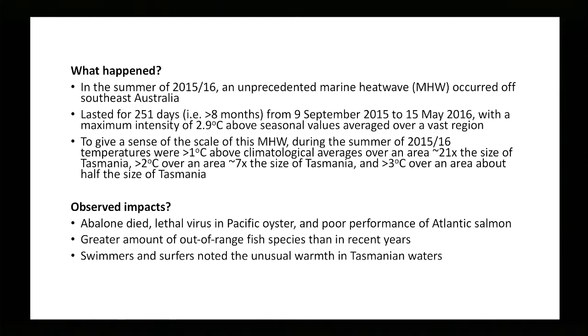And these are just some of the bullet points of what really happened. The event lasted for greater than 8 months. To give a sense of the scale of the event, during the summer of 2015-16, temperatures were greater than 1 degree above climatological averages over an area about 21 times the size of Tasmania, 2 degrees over an area about 7 times Tasmania, and greater than 3 degrees over an area about half, just to give you a bit of a sense of the scale.